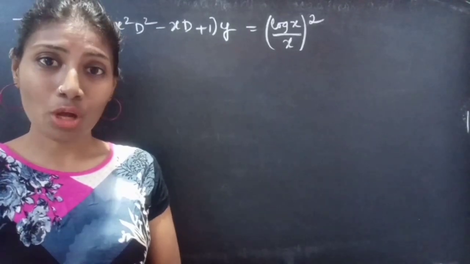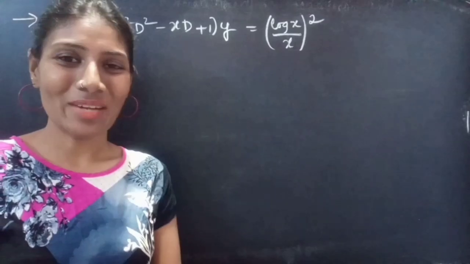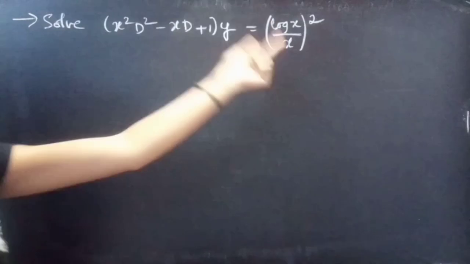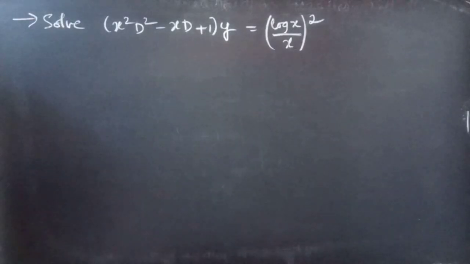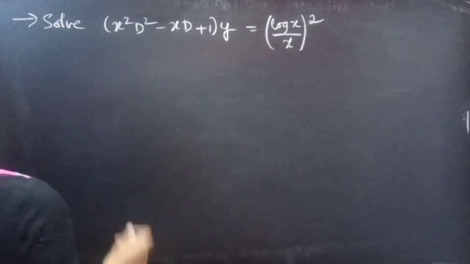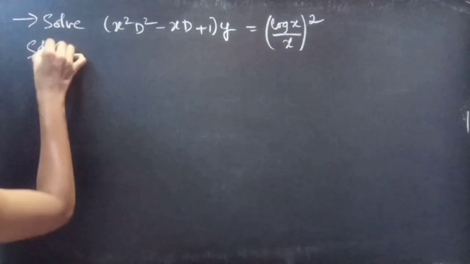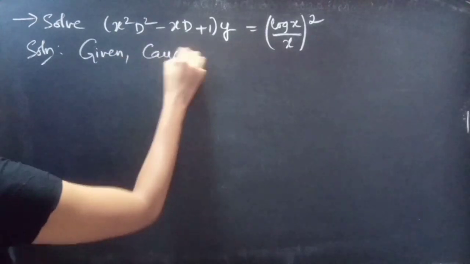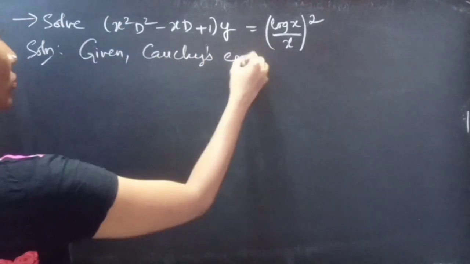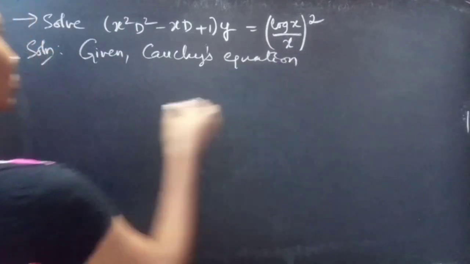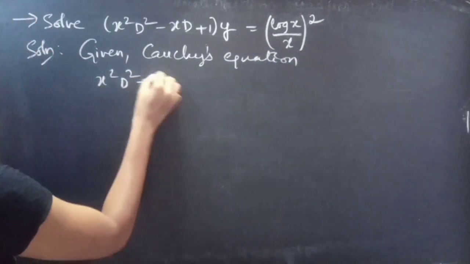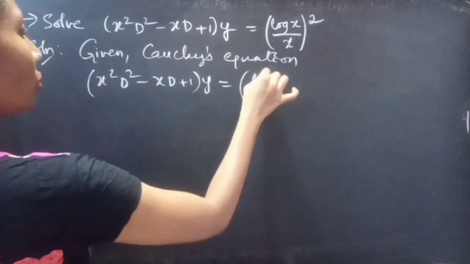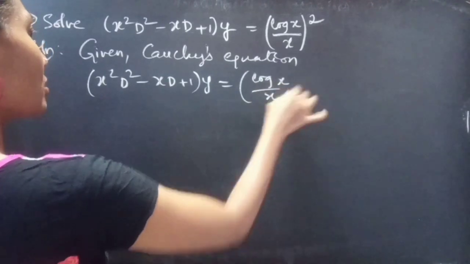In this video, we are going to solve Cauchy's equation. So let's get going. Problem: solve (x square D square minus xD plus 1) into y equals to (log x by x) whole square. So we are given Cauchy's equation directly and we are asked to solve. Given Cauchy's equation, (x square D square minus xD plus 1) into y equals to log x by x.